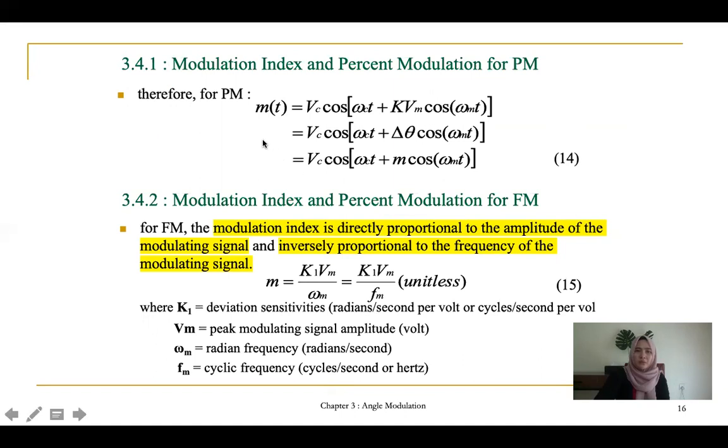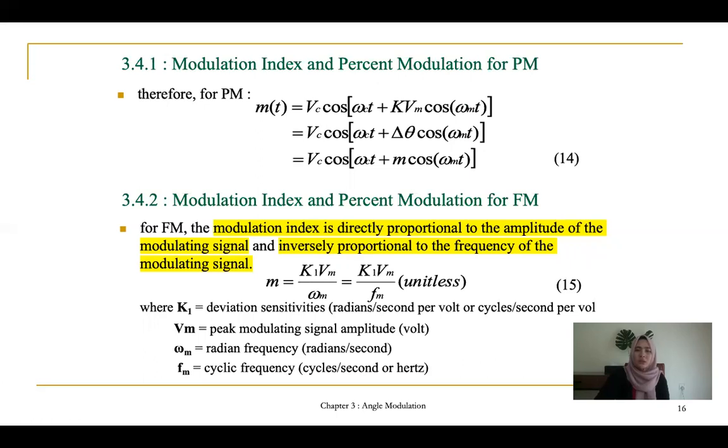So therefore, for phase modulation, the modulated waveform equation mt can be written as Vc cos omega ct plus kVm cos omega mt. And then we know that kVm is equal to delta theta, and delta theta is equal to m. So we can write mt equals Vc cos omega ct plus m cos omega mt. Okay, so this is for phase modulation.